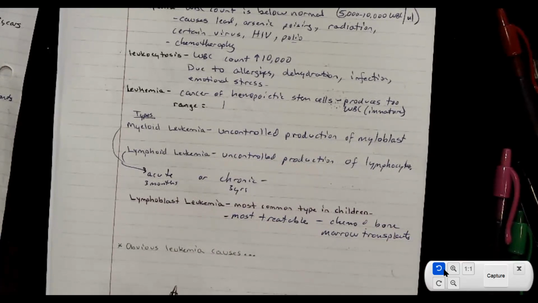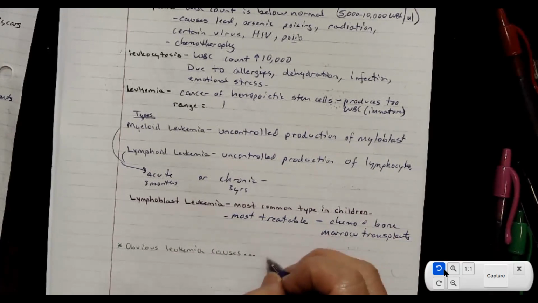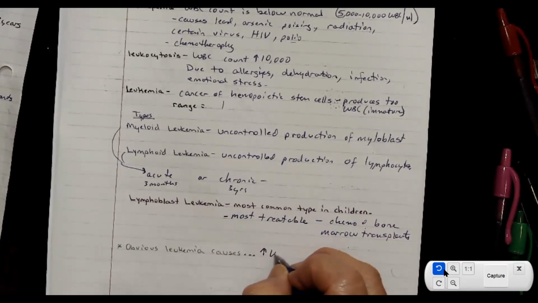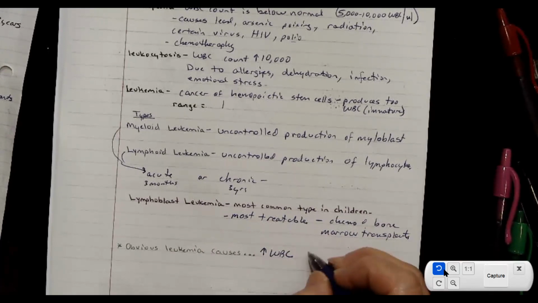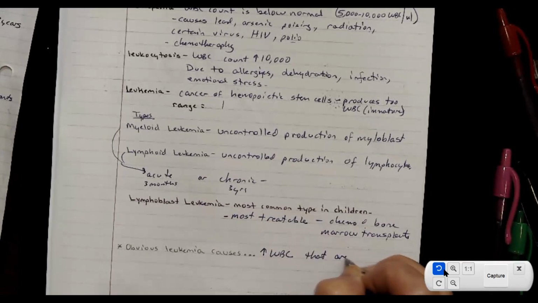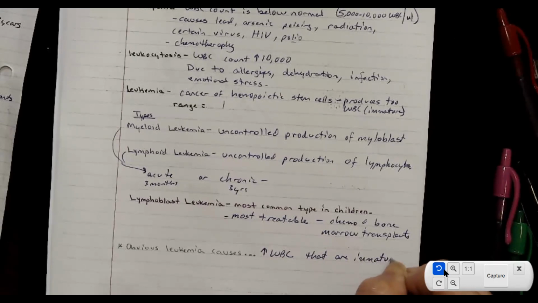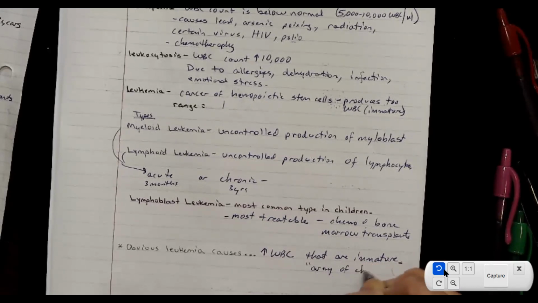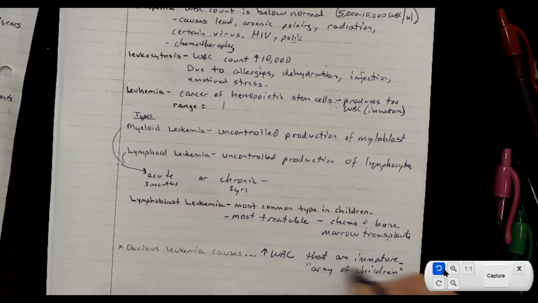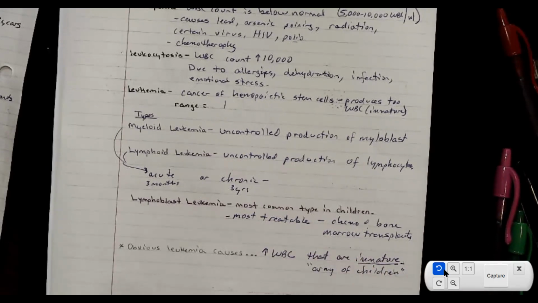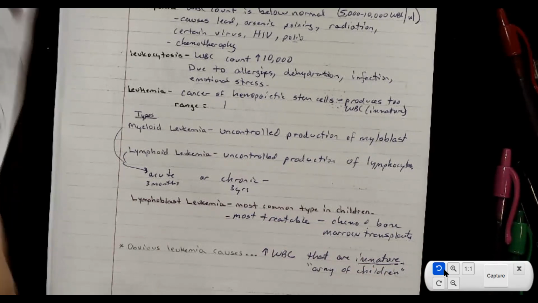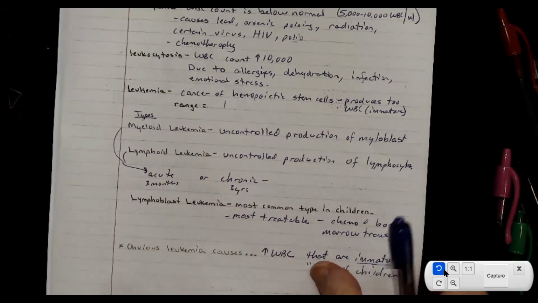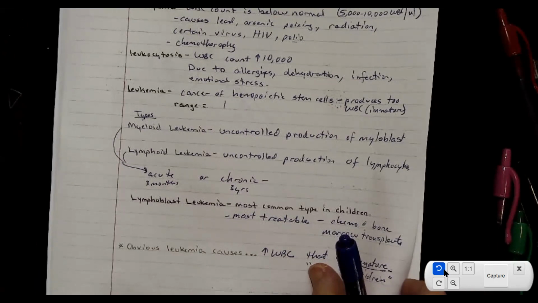Leukemia causes increased white blood cells that are immature. Therefore, they can't protect you. Sometimes they call it the army of children, which is referring to immature white blood cells. So that's a little bit about white blood cells.